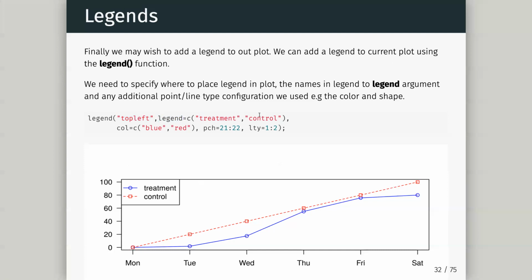I tell it what I want to put in my legend. So I'm going to say I want treatment and control. I tell it the colors, but I have to remember this. I have to get this right. It's not automatically putting this together for me. Blue and red in the same order. And then I'm going to tell it the point type I used and then the line type I used.